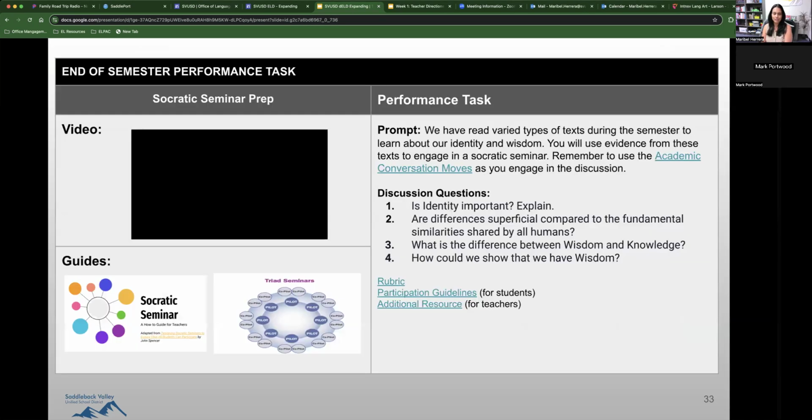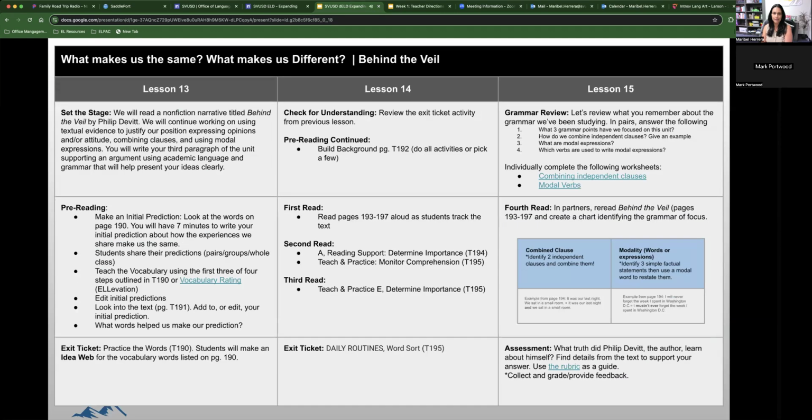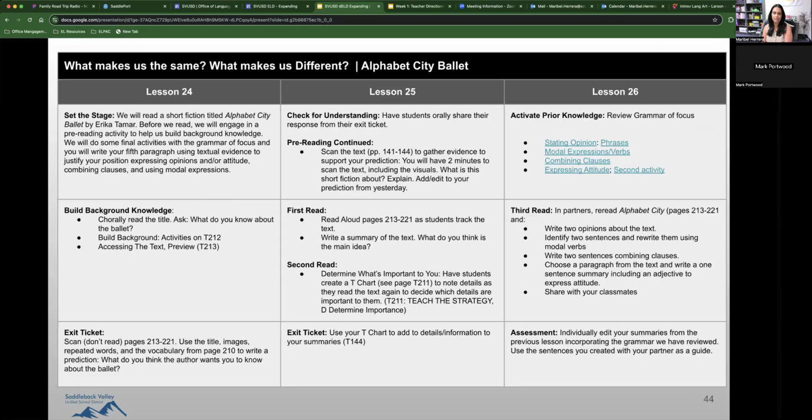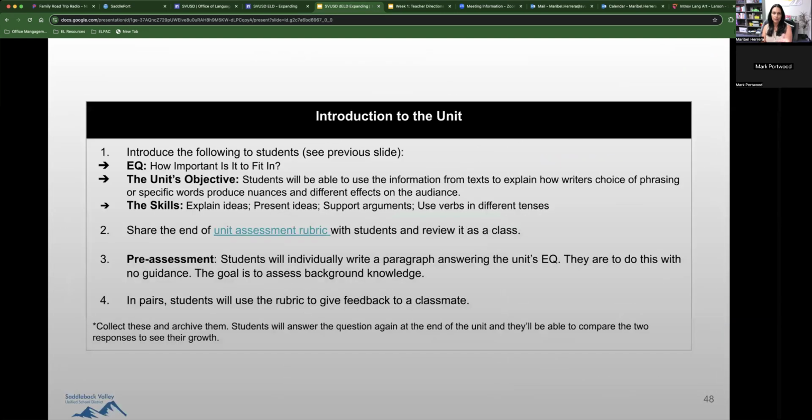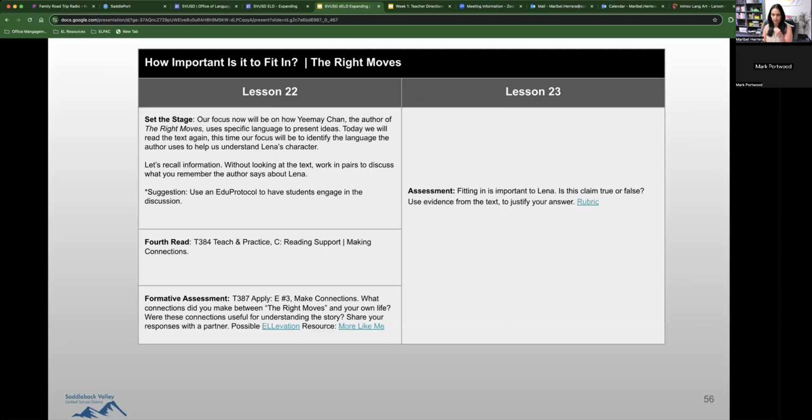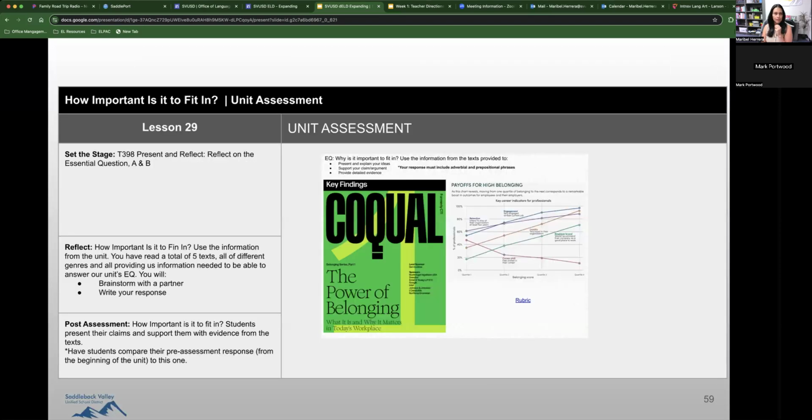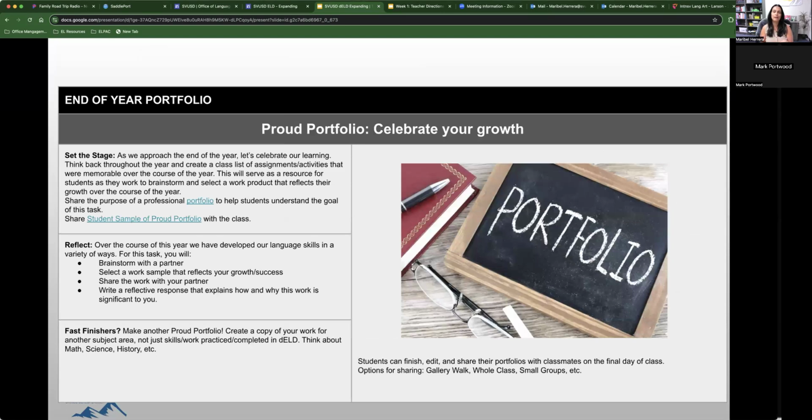So here's the end of unit assessment, performance task. And then for the end of the semester 2, so this is the last unit. I'm just going through it quickly because I need to remember. At the end of semester 2, so the end of the year, our office decided that we would have the students work on a proud portfolio. Semester 1 is the Socratic seminar, and for semester 2, the end, it's the portfolio.